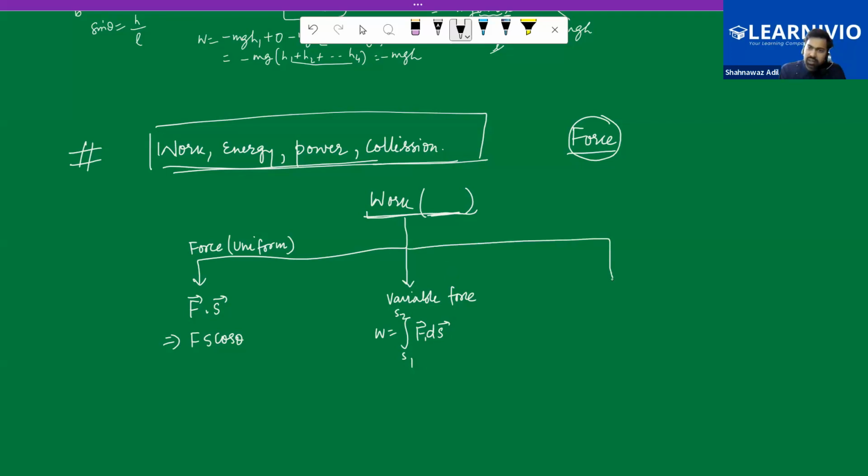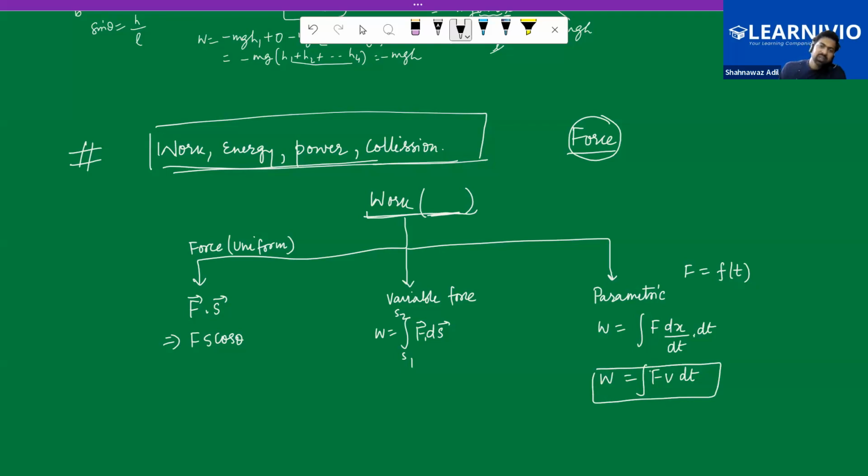And then the third thing is that you have a parametric form of the force, which means that F as a function of t would be given. In this case, what would be your work done? This is F dx. We can write it as F times dx by dt times dt, so it changes to F v dt. So this would be the work done if you have a force which is parametric in nature.